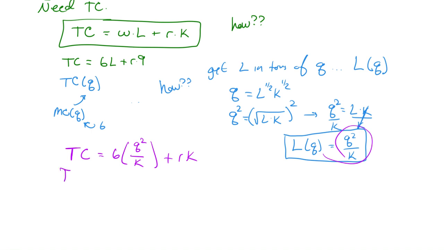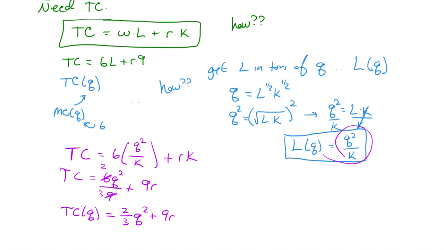So we know my total cost is equal to 6Q squared over 9 plus 9 times R. Now we can also simplify this, right? Those are both going to be divisible by 3, so it's going to be 2/3. So we know total cost as a function of quantity is equal to 2/3 Q squared plus 9R.